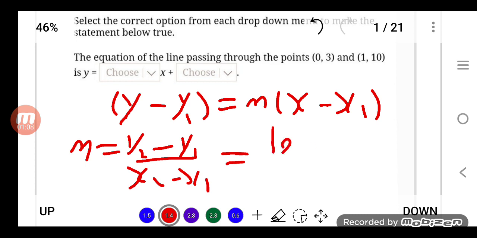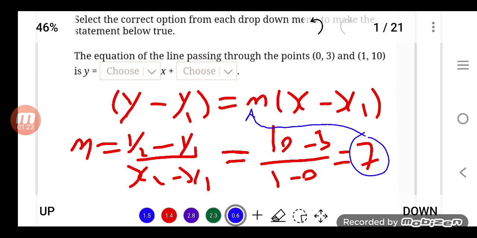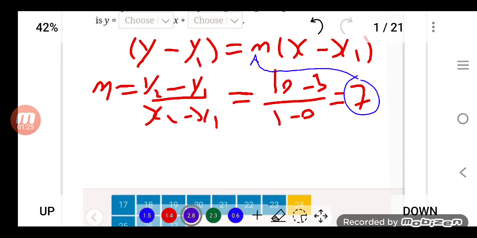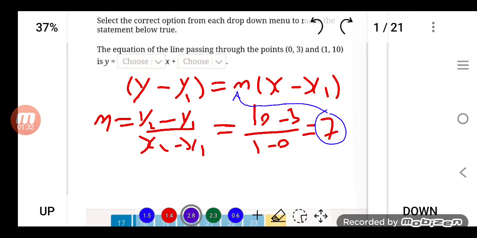10 minus 3 divided by 1 minus 0. This will be 7. Now you plug 7 in the equation here. So you get, and then you plug the point in the equation. The given points are 0, 3 and 1, 10. So if you do that, you choose one of the points.